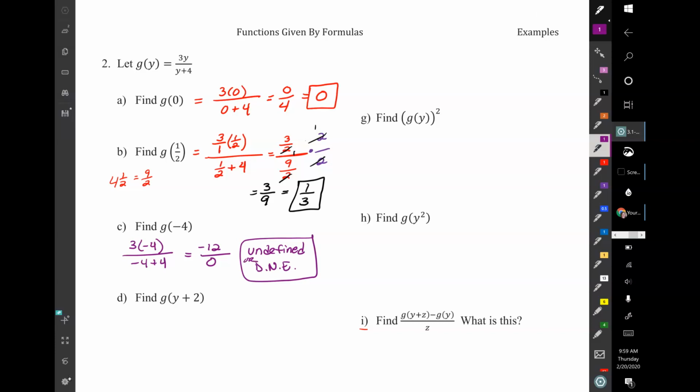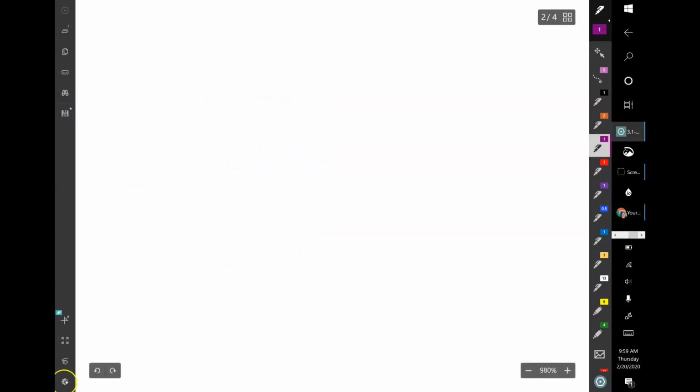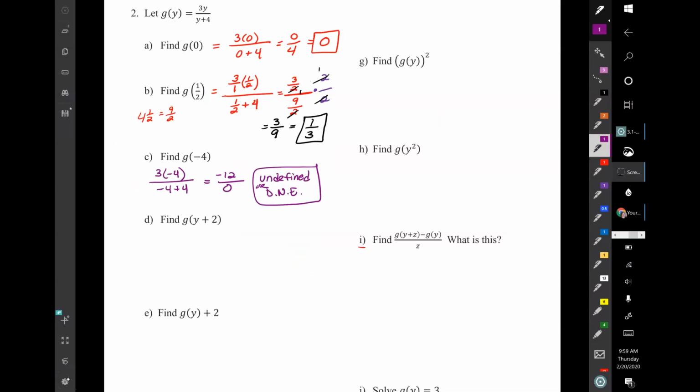Find g of y plus 2. So now we're plugging in an expression. Sorry about that, mate. Sometimes this just zooms funny. So we have 3 times y plus 2, I'm plugging in for y, and then all divided by y plus 2. Don't forget, everywhere I see y, I have to put the given input. Okay, and then plus 4.